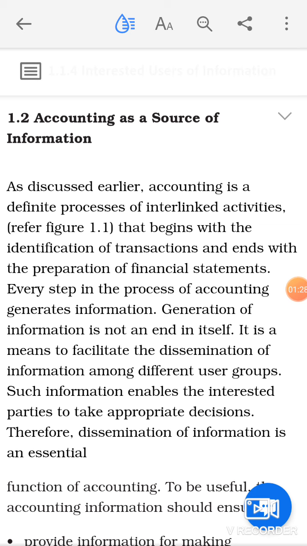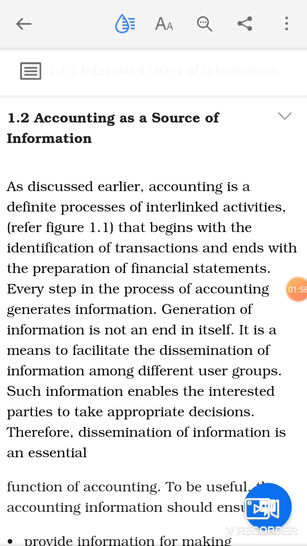Generation of information is not an end in itself. Mere generation of information is not going to serve the purpose. It is a means to facilitate the dissemination of information among different user groups. Such information enables the interested parties to take appropriate decisions. Therefore, dissemination of information is an essential function of accounting.